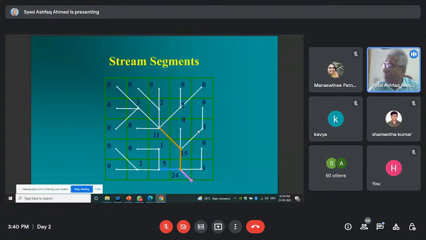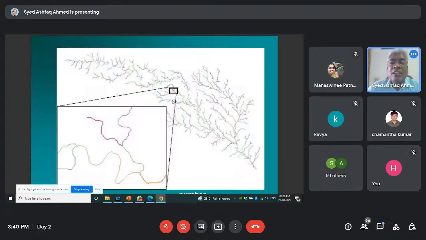So similarly, again you can see stream segments. Like I have told you, you can calculate the different streams. These are all very important aspects in the management of watersheds. So we have to find out how many of them are first order, second order, third order, fourth order, and based on that you can derive like this. This is one example.